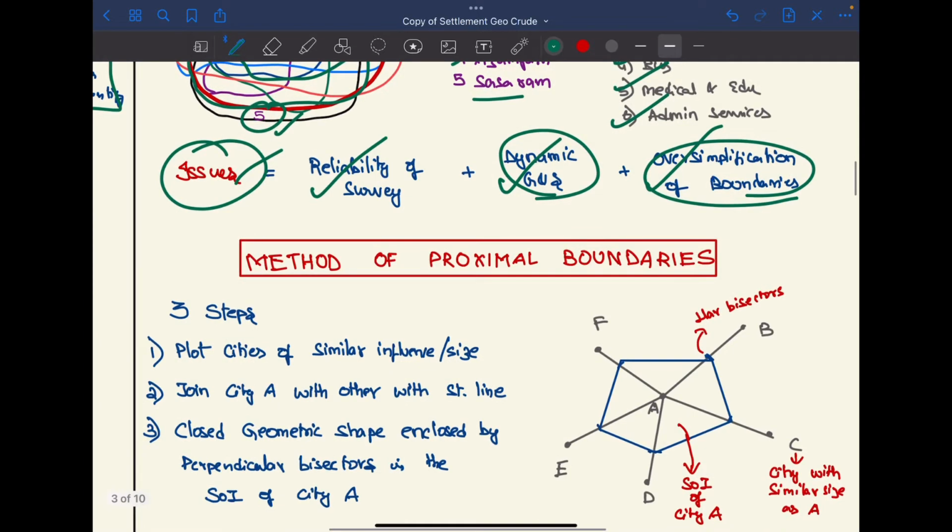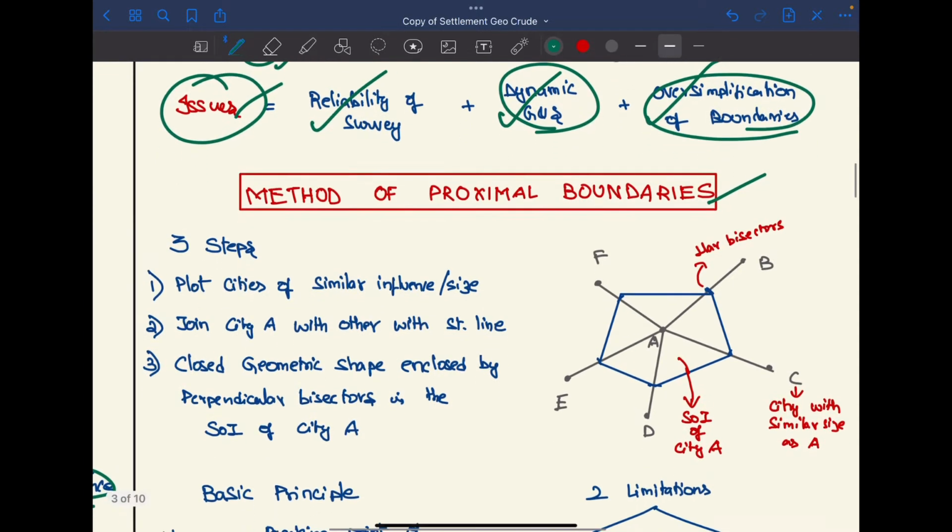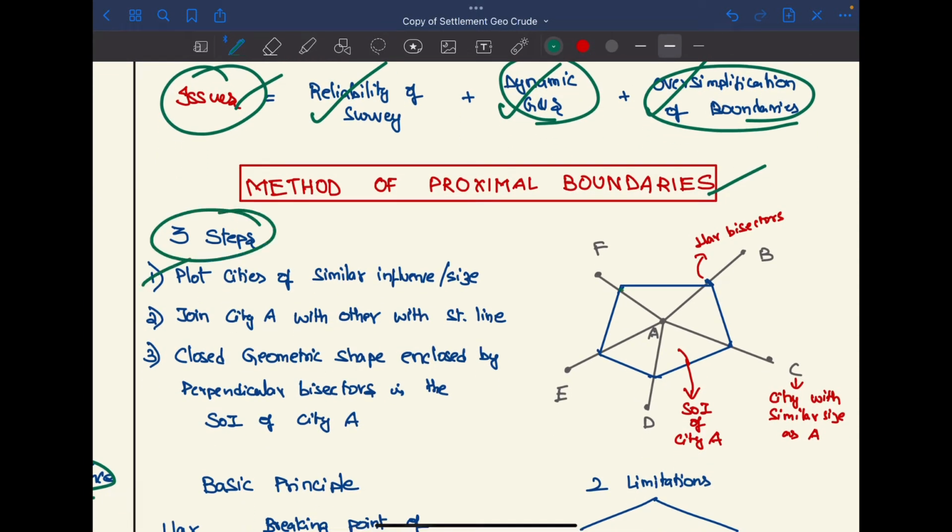Next we have the method of proximal boundaries. Here there are three steps. First we have to plot all the cities of similar size and hierarchy. So that is the first step. We have A, B, C, D, E, and F. Next, join the main city whose sphere of influence we want to demarcate with all the other cities with straight lines.